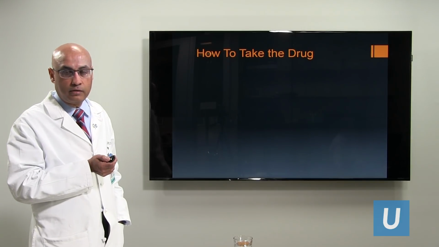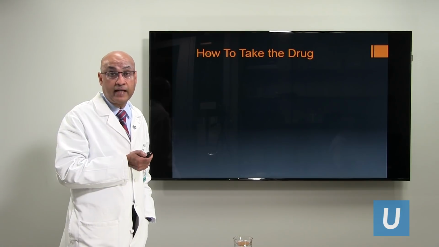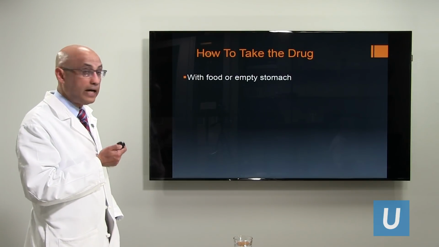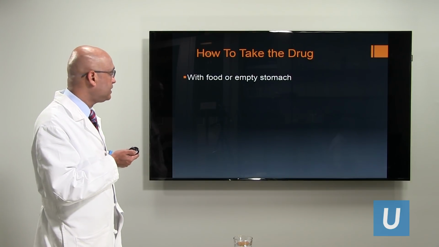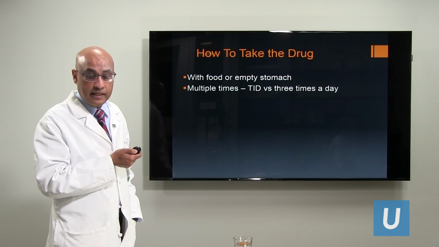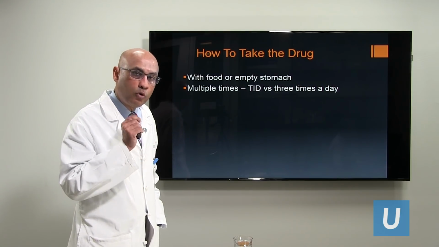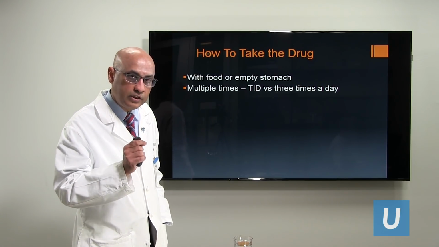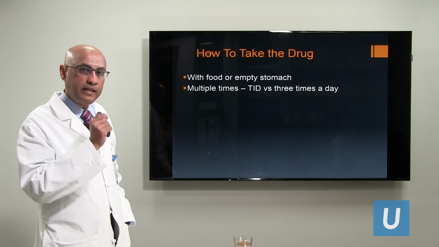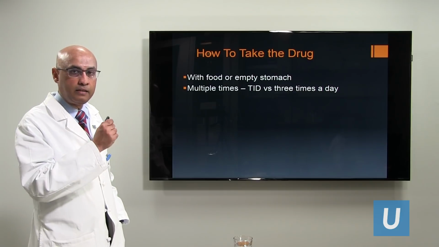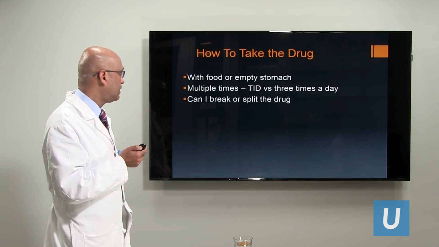How to take the drug. If you don't take the drug properly, it might not be effective or actually might be harmful. So ask your pharmacist, should I take it with food? Should I take it with an empty stomach? What about multiple times a day? Sometimes we write 3 times a day, but sometimes we're even more specific, every 8 hours. So there's a bit of difference. When we say every 8 hours, it should be every 8 hours. It's not just any time in the morning, afternoon, or the evening. So talk to your pharmacist about this as well.